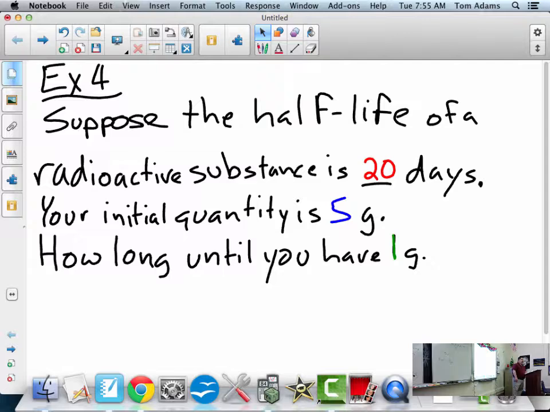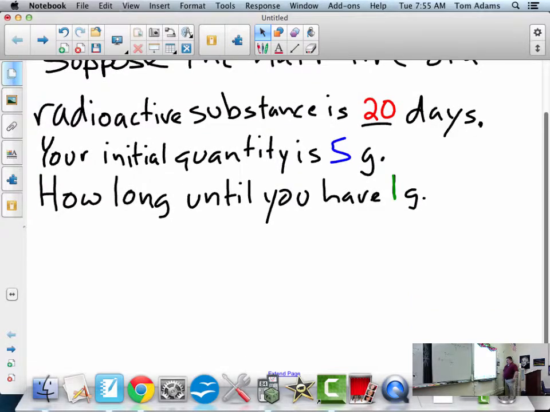So let me say it again so you guys aren't confused. We start with 5 grams. This is a radioactive substance that decays. How long will it be till you're left with 1 gram? And the only other thing they tell us is that the half-life is 20 days. Well, the way that we do this is we're going to think about it as a decay model, and we said exponentials are great for this because it decays a certain amount every time. Okay? And so first let's start with the model.